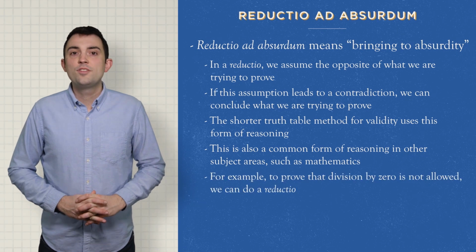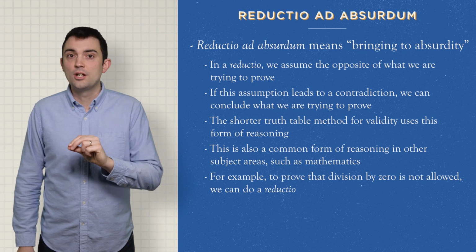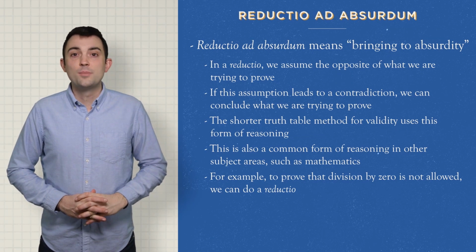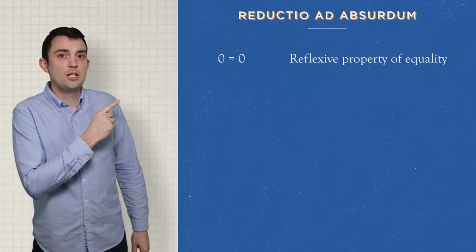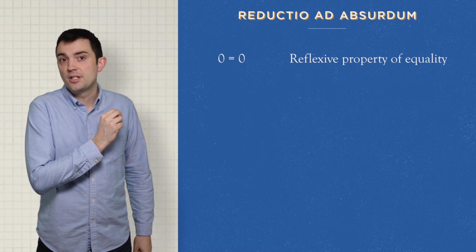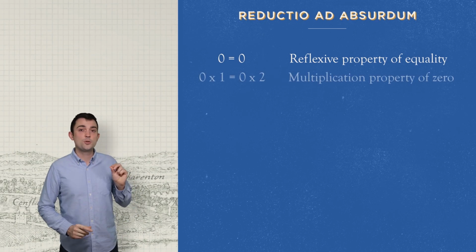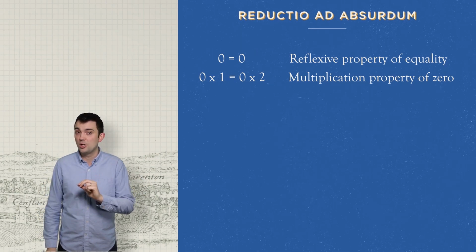For example, to prove that division by zero is not allowed, we can actually do a reductio. We can assume that division by zero is allowed and show that that leads to an absurdity, and we can do it this way. We know that 0 equals 0 by the reflexive property of equality. We know that anything times 0 is 0, such that 0 times 1 is equal to 0 times 2 by the multiplicative property of 0.